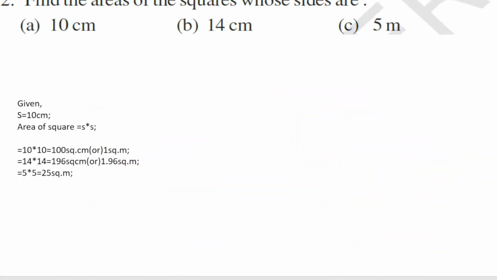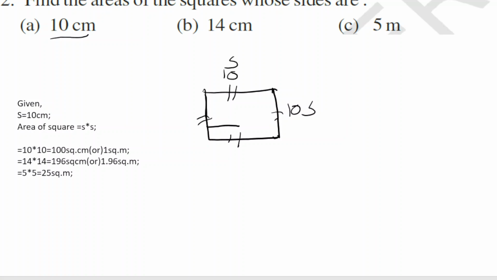And coming to the next one, find the areas of the squares whose sides are 10 centimeters. Children, you know that assume this as a square, and in this square all the sides are equal and this side is given as 10 centimeters. So children, you know that area of the square is S into S, that is equal to 10 into 10, and measurement is given in centimeters. So this is 100 square centimeters.